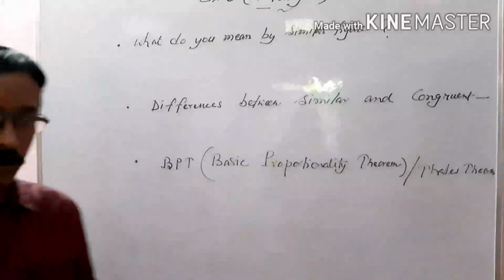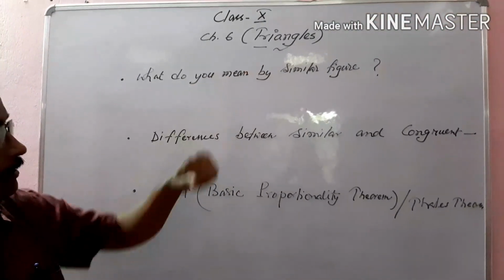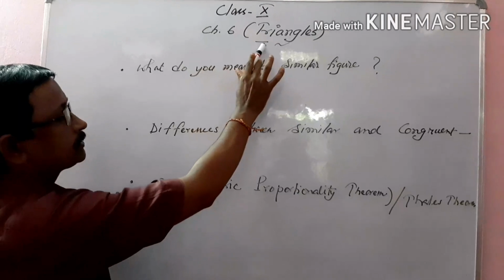But one thing more, today I am going to start with one lesson of class 10. That is a very interesting lesson, and we will start it now. The chapter name is triangles. Okay guys, let's start chapter 6 of class 10. The chapter name is triangles.